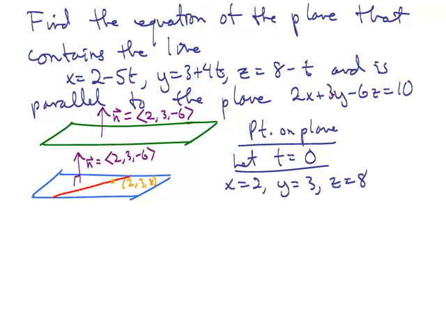And now I just pick any other point, x, y, z, and form this vector. And so I have x minus 2, y minus 3, z minus 8.